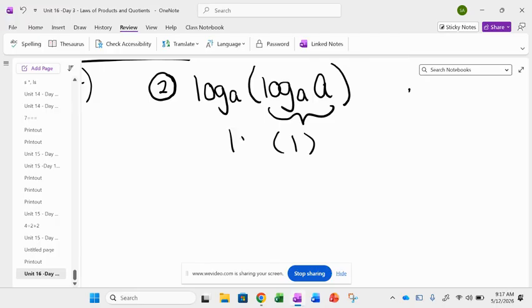So now I have log base A of 1. Well, what is this saying? Log base A of 1. What is this asking? Lily? Excellent. This is now saying A to what power gives us 1? Well, what power always gives us 1? 0. So isn't log base A of 1 0?